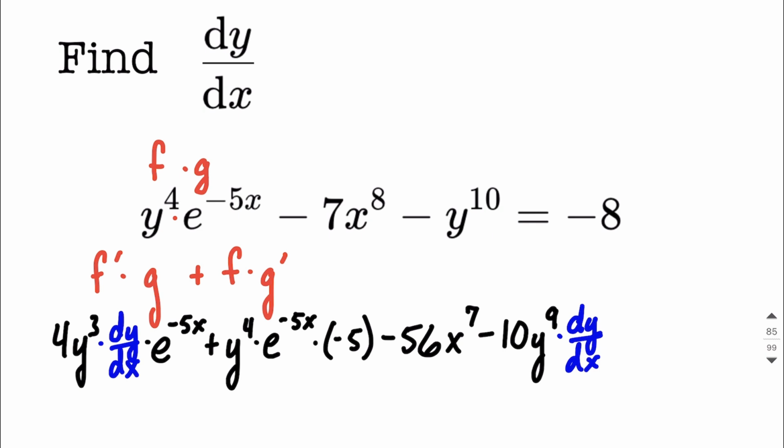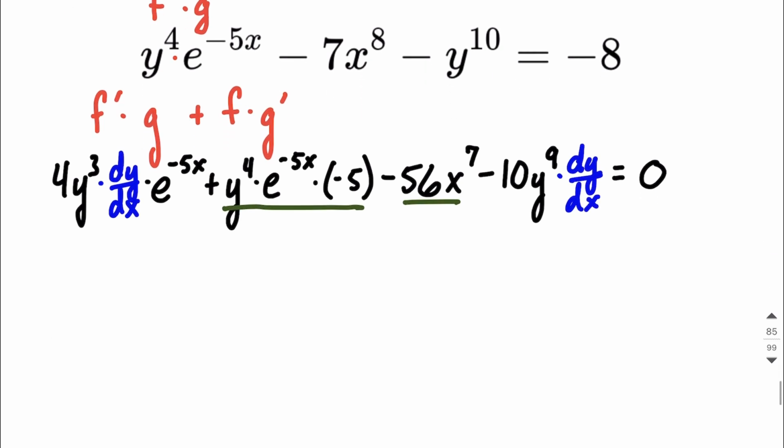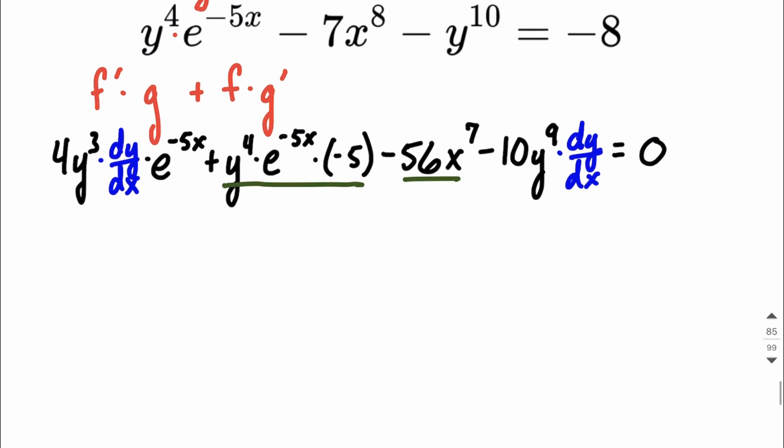All right, finally, looking over at the right-hand side, we have a negative 8, which works out, it's just a constant, so the derivative of a constant is going to be 0. All right, now that we've gotten to this point, what I'm going to try to do is highlight these two terms that don't have a dy dx with them. So our end goal on this is to isolate the dy dx on one side by itself.